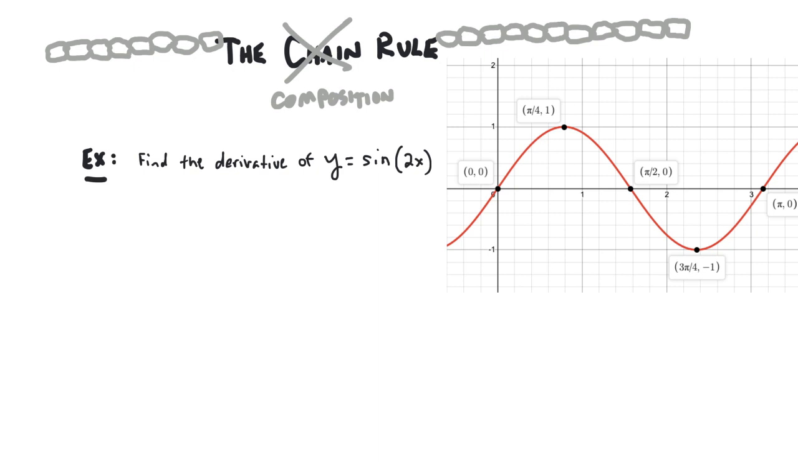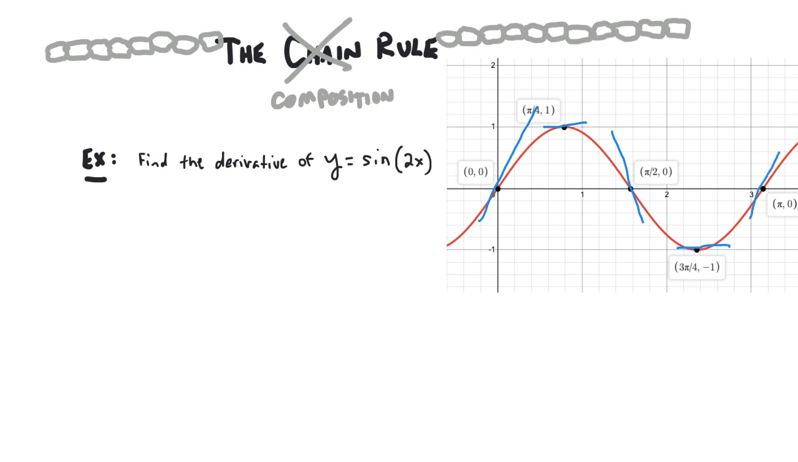Looking at a graph of sine of 2x, and estimating the slope of the tangent line at a few points, we can get a good idea what its derivative should be. For example, at x equals 0, if I'm trying to estimate the slope of this line, I might draw this tangent line. At x equals pi over 4, I draw a horizontal tangent. At x equals pi over 2, I draw a steep negative tangent. At 3 pi over 4, I draw another horizontal tangent. And at pi, maybe another steep positive tangent.